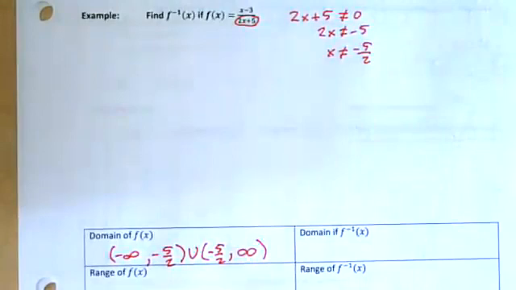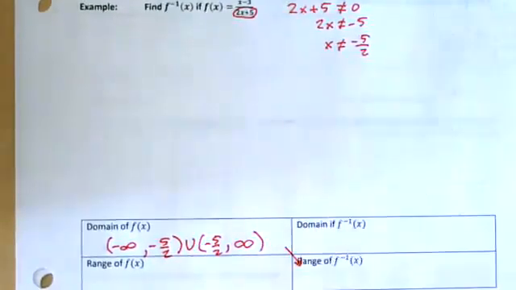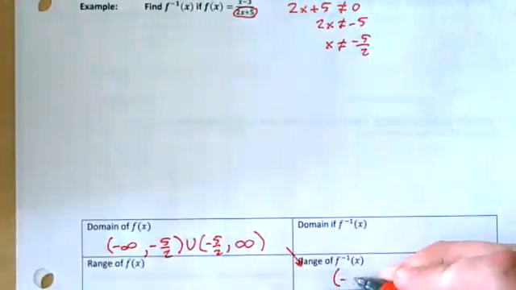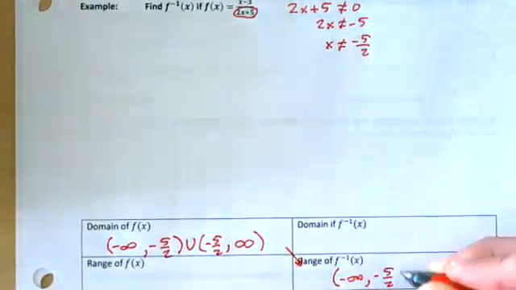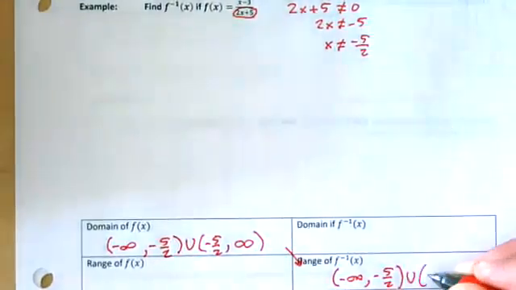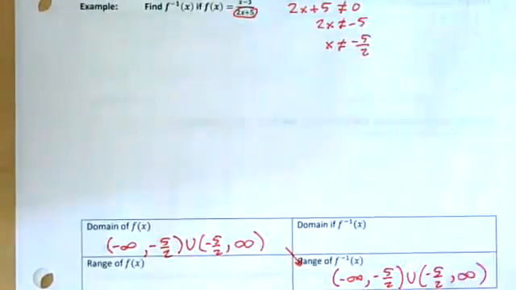So that's the domain of our original function. Where is that going to appear over here? It should be the range of the inverse, right? So I already know that the range of my inverse is going to be -∞ to infinity, but excluding -5/2.